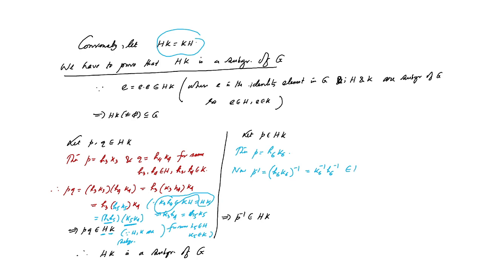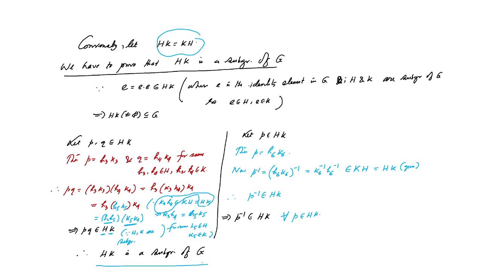KH. And again it is given KH equals HK. This is given. Okay. So what we have shown is P inverse belongs to HK. Since P is arbitrary, P inverse belongs to HK for all P belongs to HK. So that means HK is a subgroup of G. So the product of two subgroups will be a subgroup if and only if H and K commute with each other.